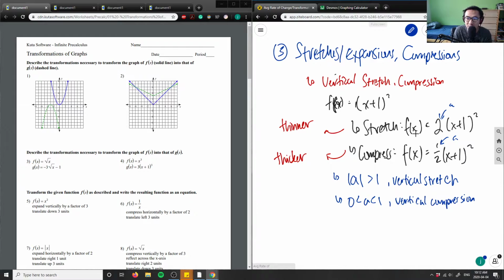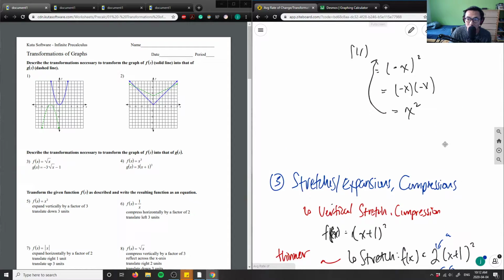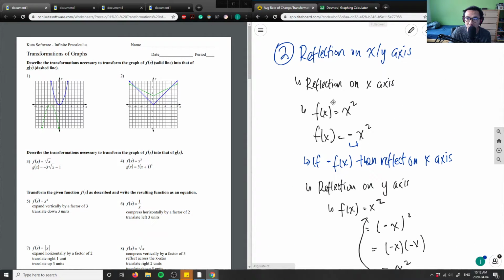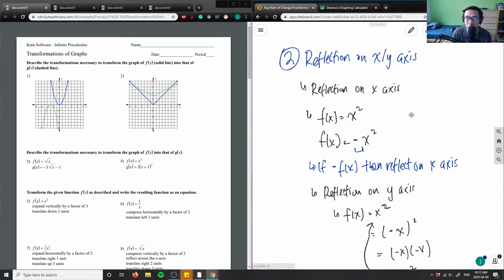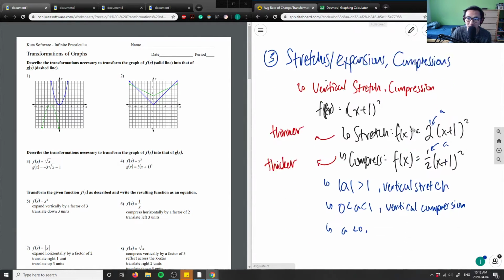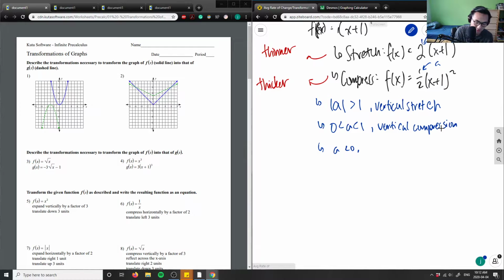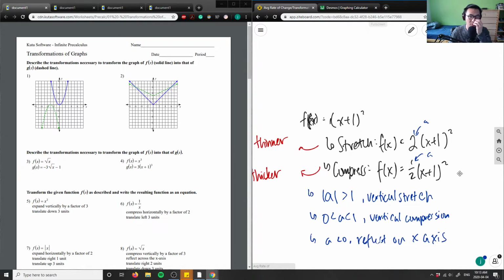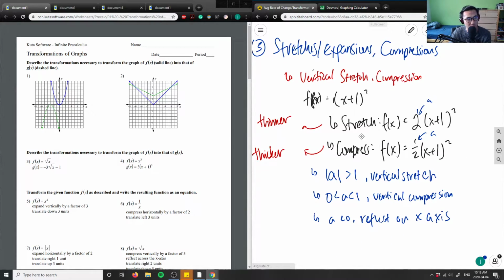And then what if it was negative? What if it was less than 0? It would flip upside down, right? I would get a reflection. We talked about this topic of reflection. In this case, it would reflect on the x-axis.